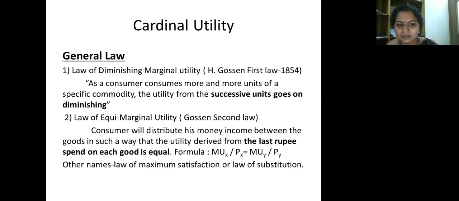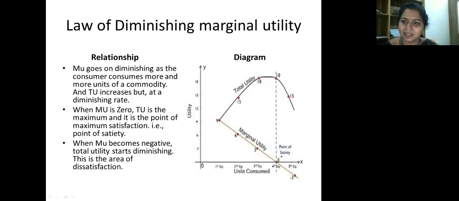Okay, so this is also another concept, which I have mentioned in the introduction part. If you go through it, then you can understand. This is the diagram for the law of diminishing marginal utility, which I have explained already. Total utility increases, reaches saturation, and then declines. Marginal utility keeps on declining from the initial utility.